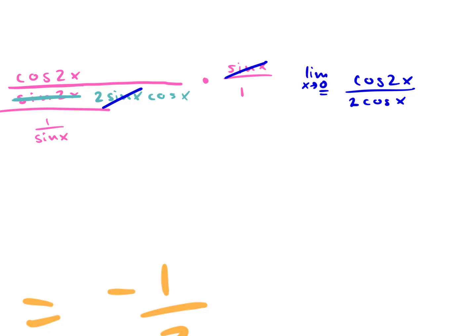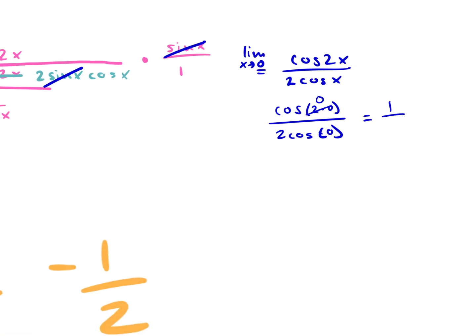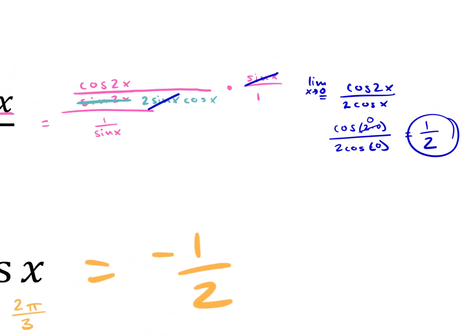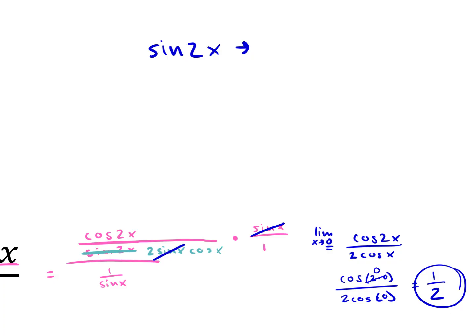So if we plug in 0, we have the cosine of 2 times 0, which would just be the cosine of 0. And what's the cosine of 0? 1. Over 2 times the cosine of 0. What's the cosine of 0? 1. So 2 times 1 would be. So what would our limit be here? 1/2. Awesome. Our double angle formula is 2 sine of x cosine of x.